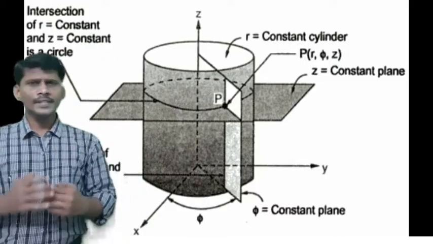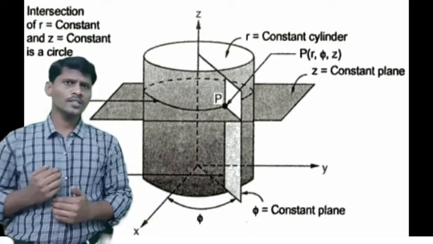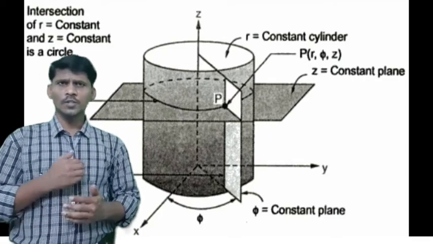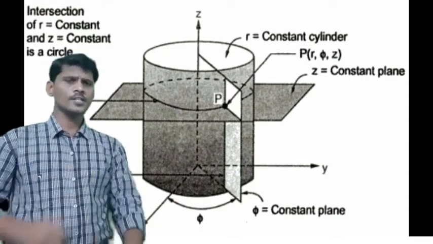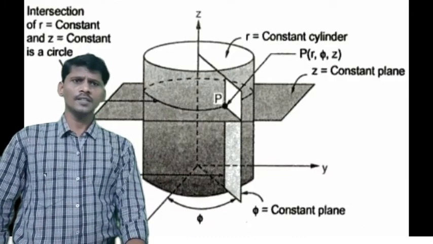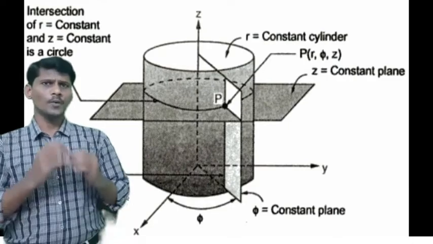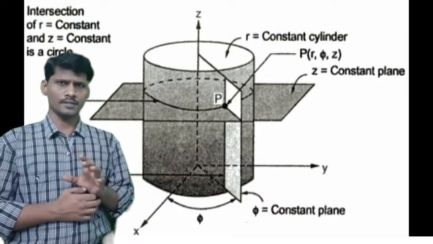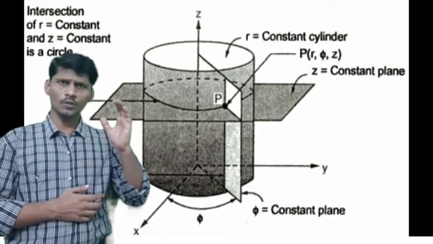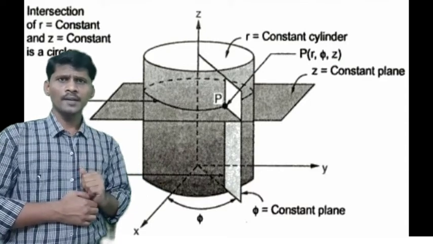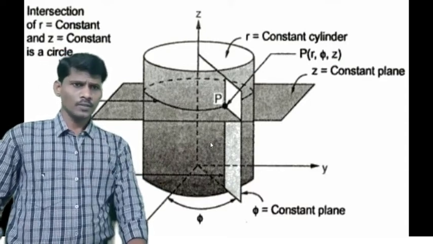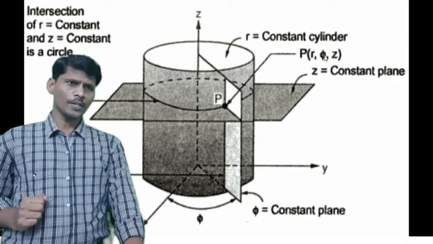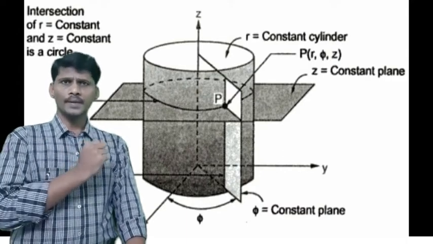And this is the figure of intersection of three surfaces. What are the three surfaces? The r equal to constant surface, the phi equal to constant plane, and the z equal to constant plane. So consider point P. That point P is the intersection of the three surfaces: r equal to constant, phi equal to constant, and z equal to constant. So that point P is P of r comma phi comma z.